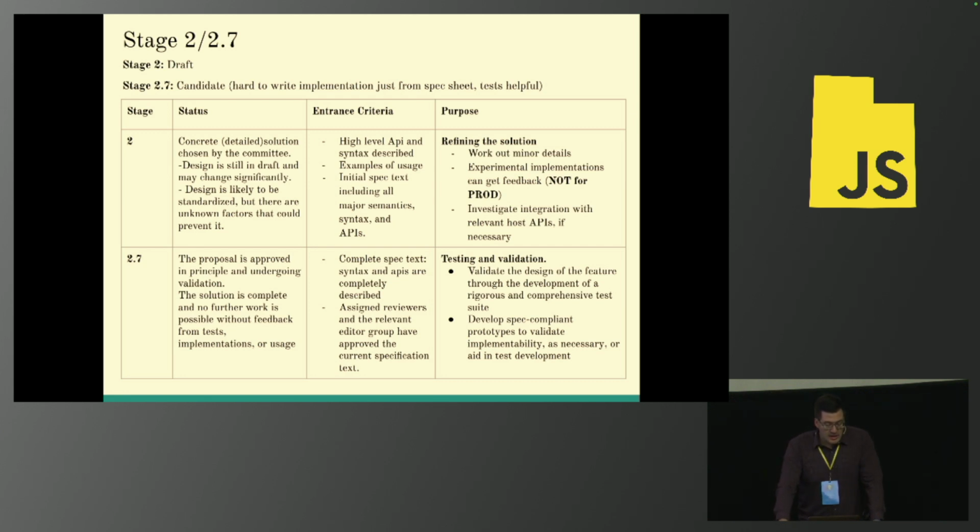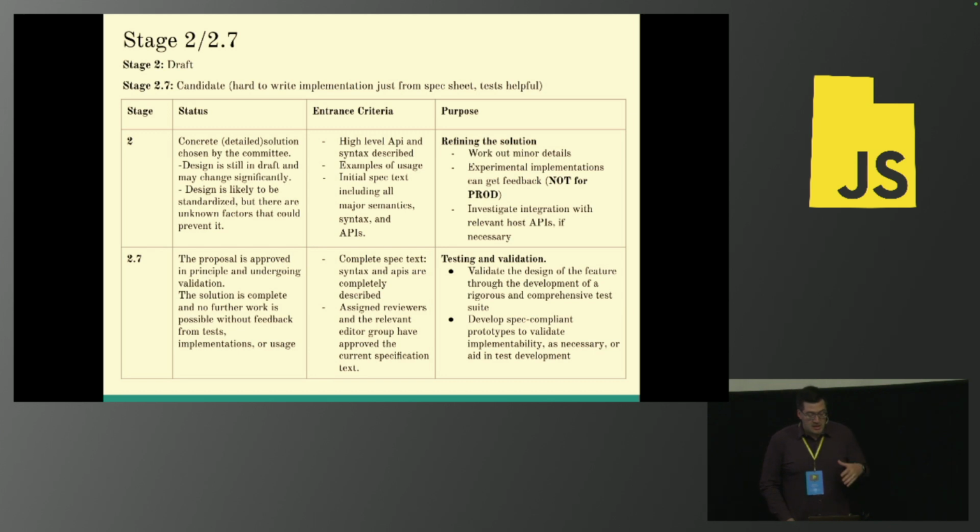2.7 is when it starts getting interesting, so that's the candidate, right? It's hard to write the implementation just from a spec sheet. So TC39 has a giant list of tests. They're incredibly comprehensive. And that's the main point in regards to stage 2.7. 2.7 wasn't always a thing, if you will. So pretty much the proposal's approved in principle, and it's going to validation.